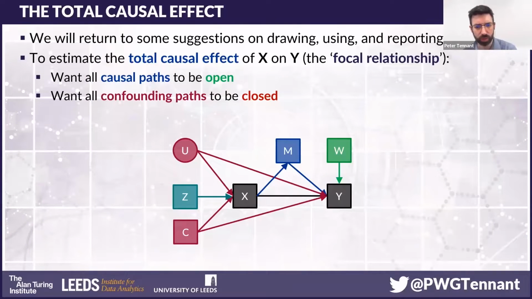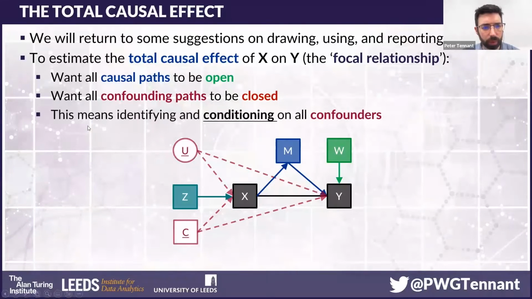But really, I just want to focus on, and I might labor this point quite a lot, the main message: in order to estimate a total causal effect, say, of an exposure on an outcome, of X on Y, which we might call our focal relationship, we need a very simple rule. We want all the causal paths to be open and we want all confounding paths to be closed. That means we want to identify all of the things that satisfy the definition of a confounder, and then we want to condition on those things. So in this case, U and C.